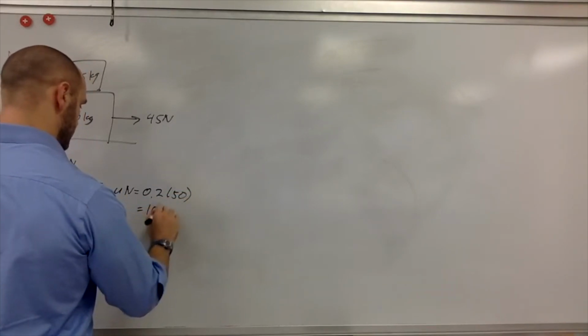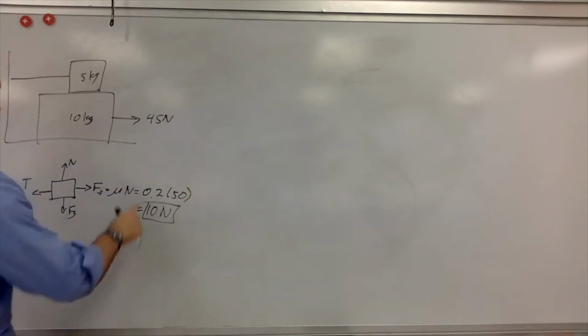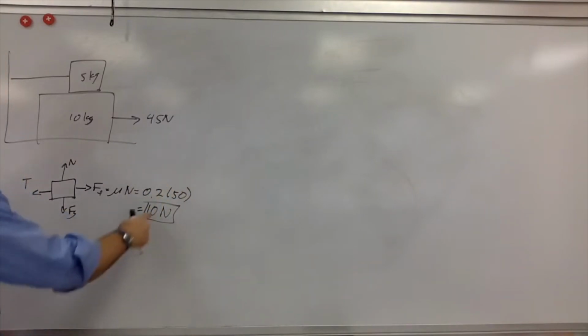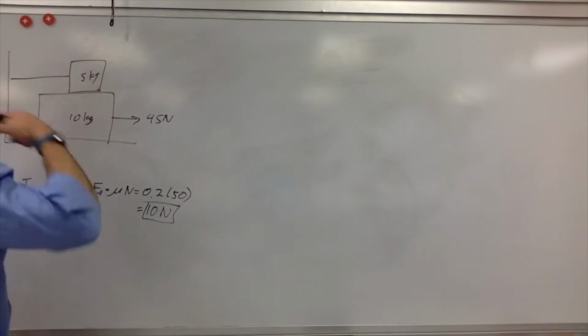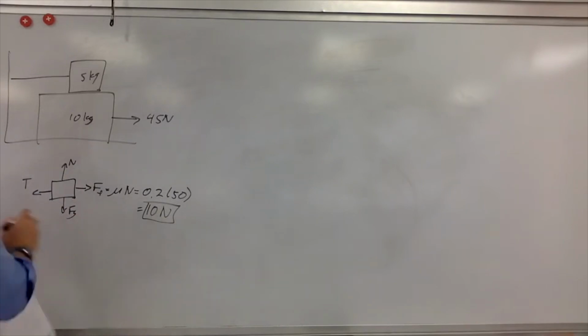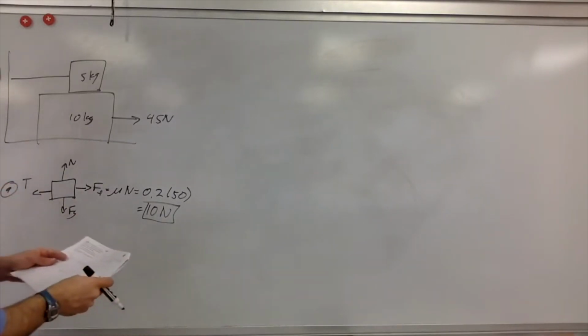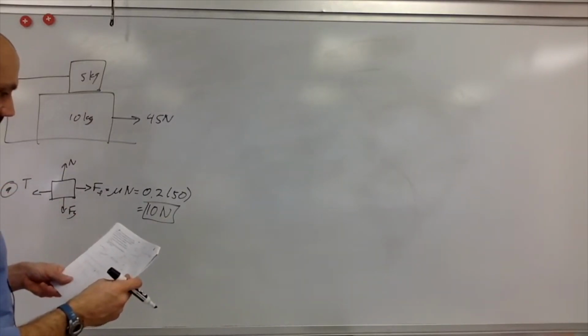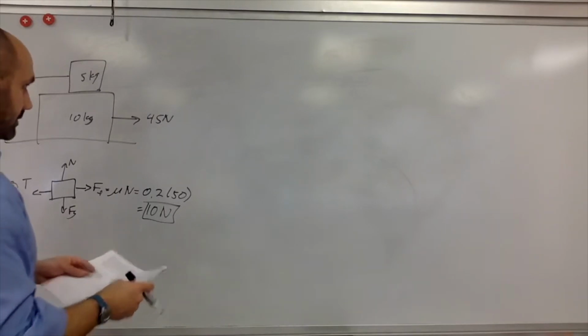So it's 10 newtons. Right, 0.2 is a fifth. 1/5 of 50 is 10 newtons. So that's the answer to part A. Now part B, the acceleration of the 10 kilogram block as it slides below the 5 kilogram box.